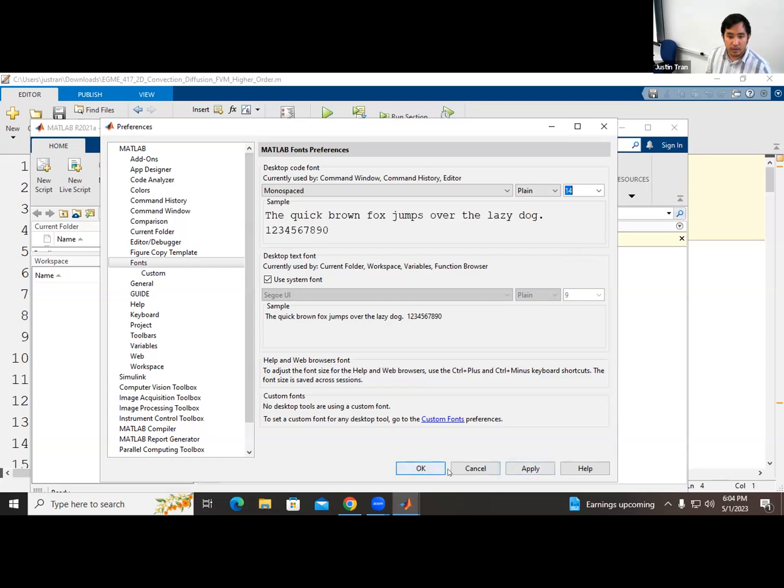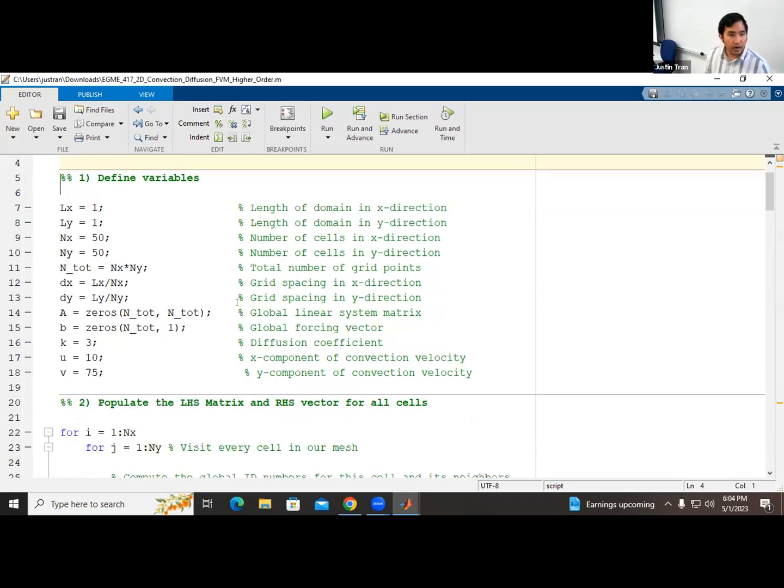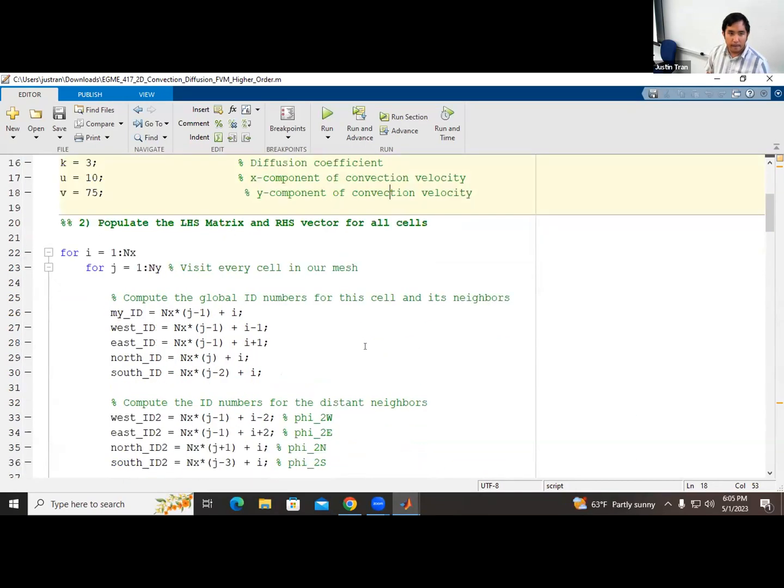Size 20 font is a little bit obnoxious. Okay, can everyone still read the code? Okay. So this is the implementation of the QUICK scheme, right? And so section 1 here is still mostly the same. We're just defining our variables. Section 2 is where we're going to be spending most of our time, right?